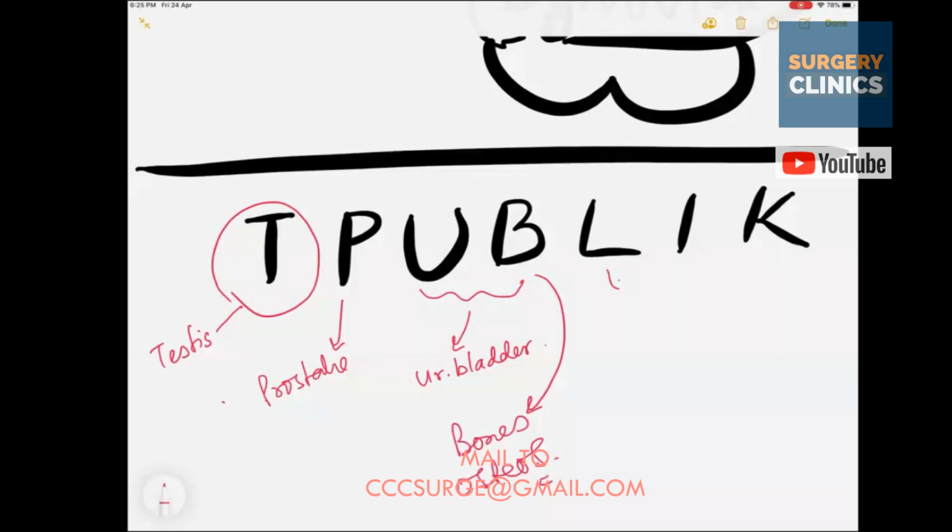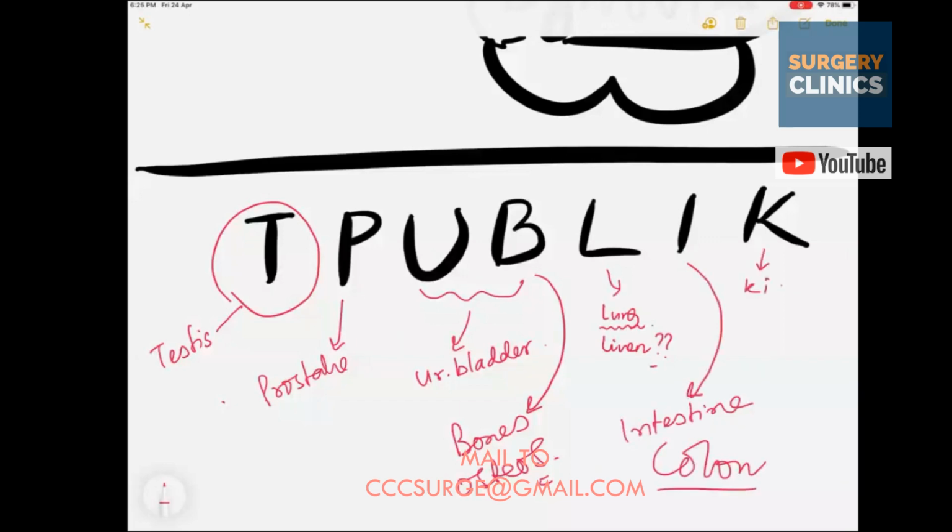L stands for lung, that means bronchial cancers can go. Liver cancers rarely. I stands for intestine. The most common one again comes from colon and stomach. The K, obviously, is the kidney. So if you want to take a snapshot, please do, because the class is going to end now in minutes.